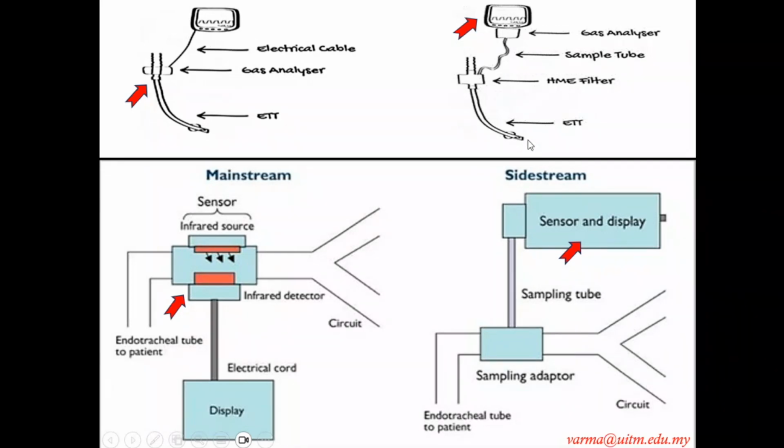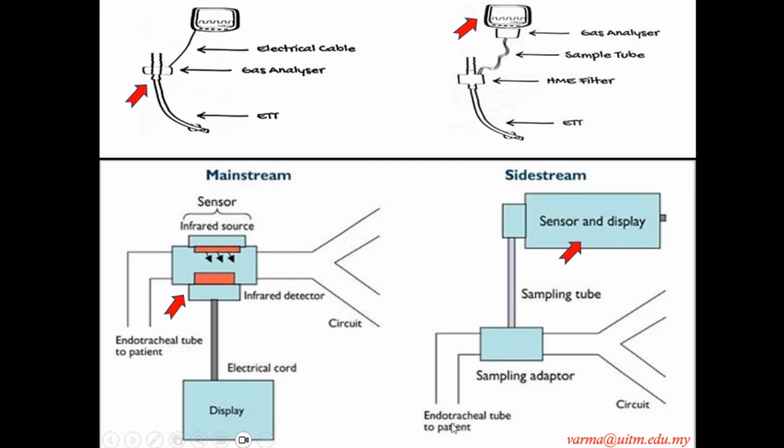Whereas in a side stream monitor, which is most commonly employed nowadays in our OTs, the sampling tube is connected to the HME. Our ETT is connected to the HME, and we connect our CO2 sampling tubing, which goes to our big monitor, where the analyzer is. When the analyzer is placed away from the ETT, it is called side stream. So the exhaled CO2 has to go through a sampling tube to reach the analyzer, which is placed away from the ETT circuit.